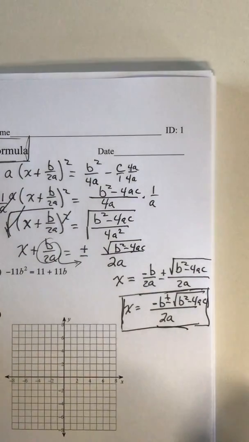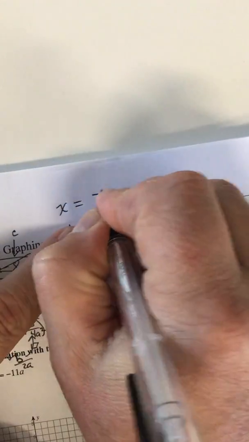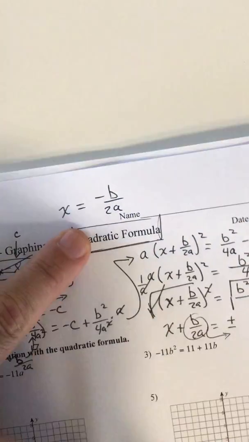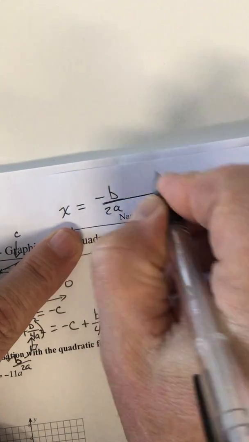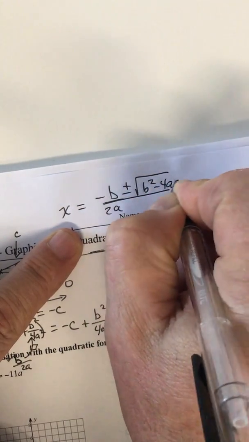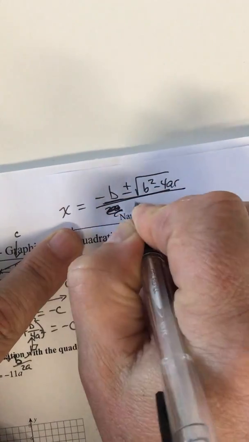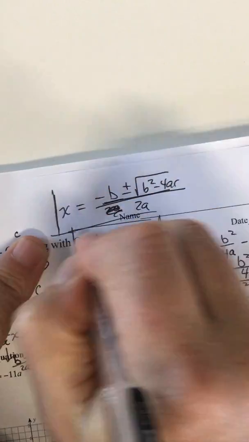Have it written down in your notes somewhere if you don't have it memorized. So the quadratic formula is x equals negative b plus or minus the square root of b squared minus 4ac, all divided by 2a. I'll just put the 2a once. That's the quadratic formula.